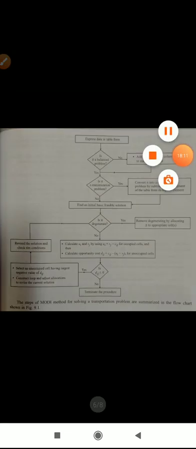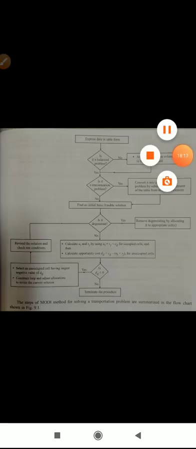After that, we give the transportation to this cell, some units. Then we find the new ui, vi and the new opportunity costs. If all opportunity costs are greater than 0, then it is optimal; otherwise we repeat these steps until all opportunity costs are positive. This is the flow chart of the modified distribution method, and now we discuss a numerical.